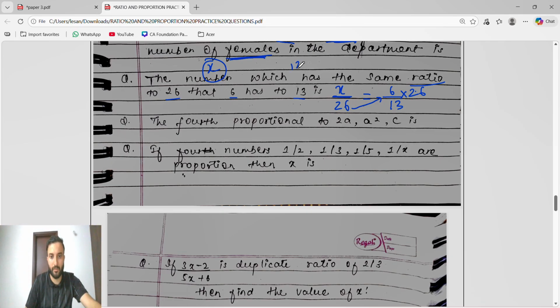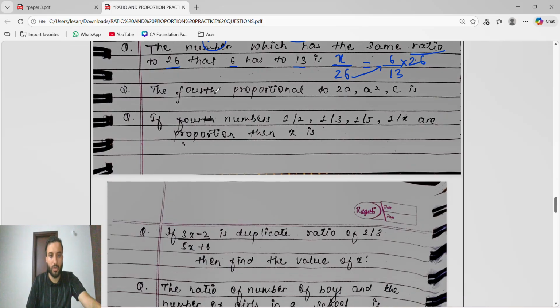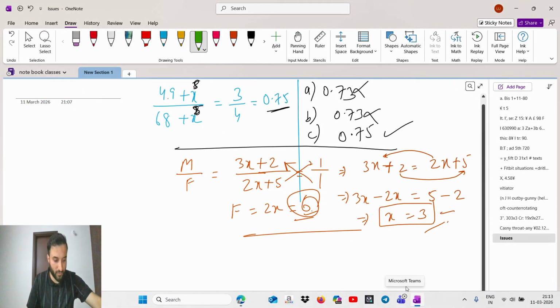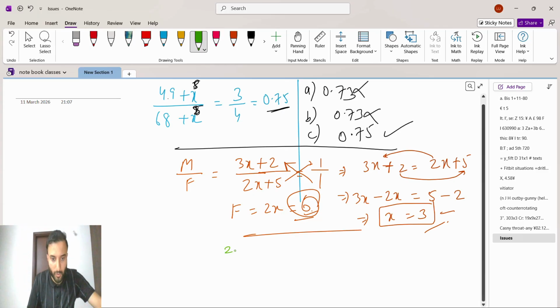Yes, correct answer is 12. Okay, next, fourth proportion to this, guys. We have to find the fourth proportion. The first proportion, second proportion, third proportion, fourth proportion, I will take as x. The first proportion is 2a, second proportion is a square, third proportion is c, fourth proportion is x.